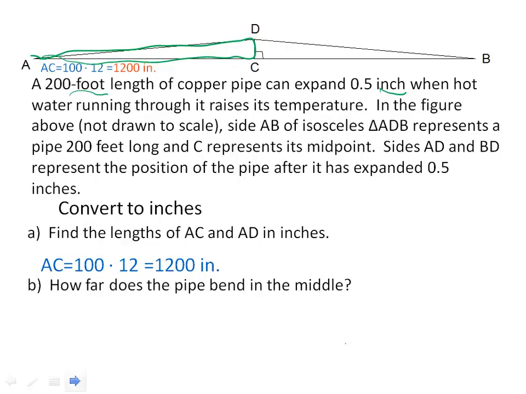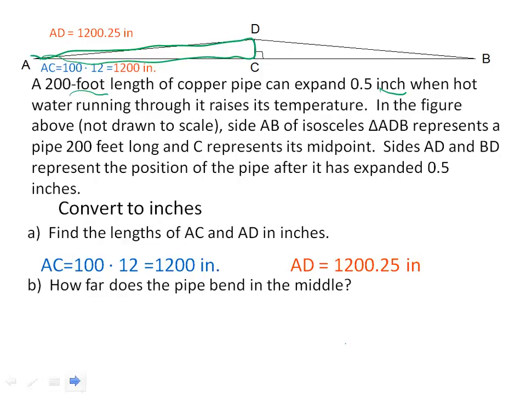Alright? And now AD. How about AD? Now it told us that the length from A to D to B represents the pipe after it's expanded half an inch. So what's half of half an inch? A quarter of an inch, right? 0.25. So what is this length then? 1,200.25 inches. So that's what AD is.